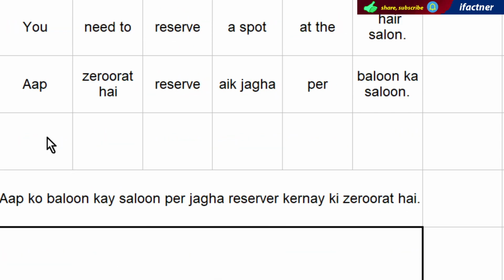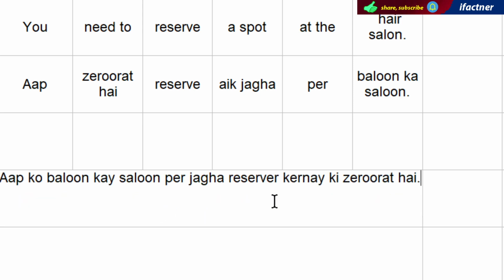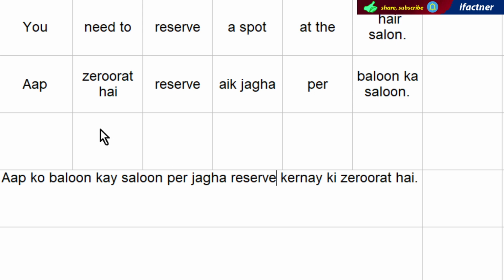Now the next sentence is: you need to reserve a spot at the hair salon. You is आप, need to ज़रूरत है, reserve is reserve, a spot एक जगह, at the पर, hair salon बालों का सैलून. Now let's translate. You need to reserve a spot at the hair salon. It can be translated as आपको बालों के सैलून पर जगह रिजर्व करने की ज़रूरत है.